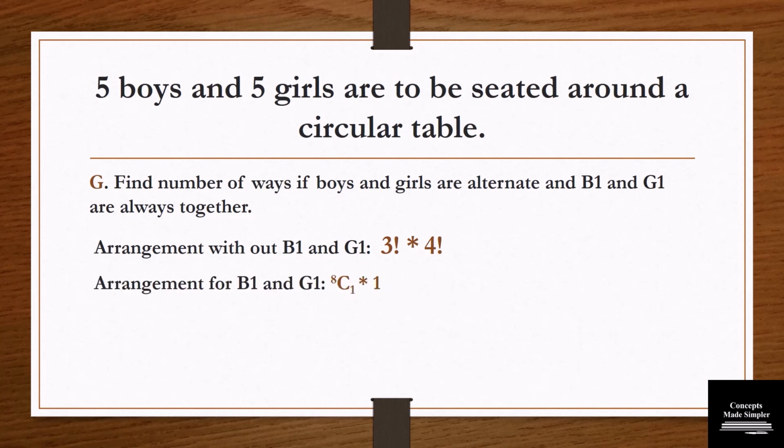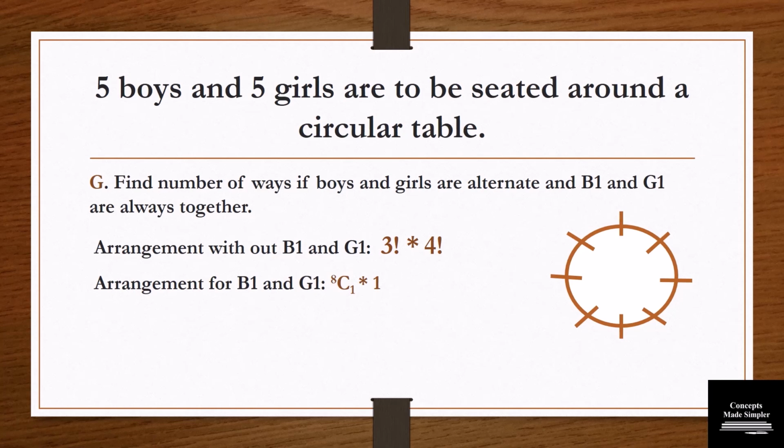That is by arranging only B1 and G1. Now, since we have already arranged 8 people, the number of gaps are 8. So from these 8 gaps, we need to select one gap in which B1 and G1 will be sitting. And then we will not be multiplying it by 2, but we will be multiplying it by 1.